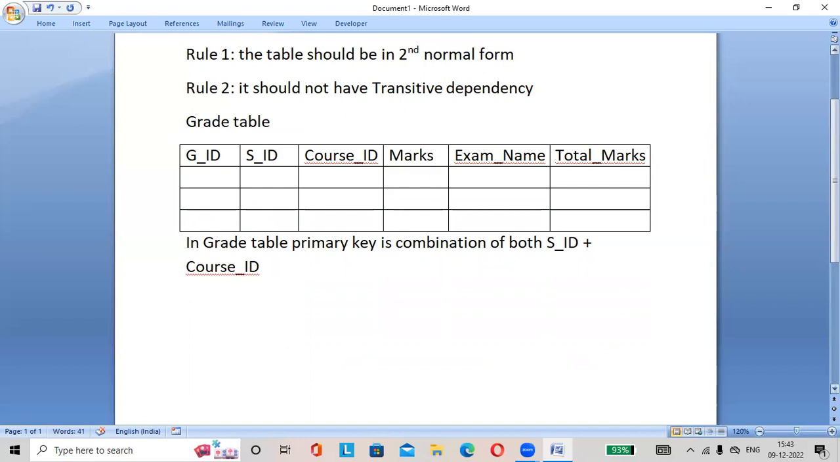Here, which columns have you added? New columns, exam name and total marks. Okay, two new columns have been added to the grade table: exam name and total marks. Exam name depends on the primary key. Exam name depends on the primary key. Yes or no?